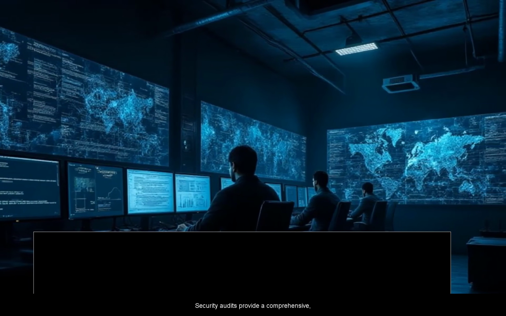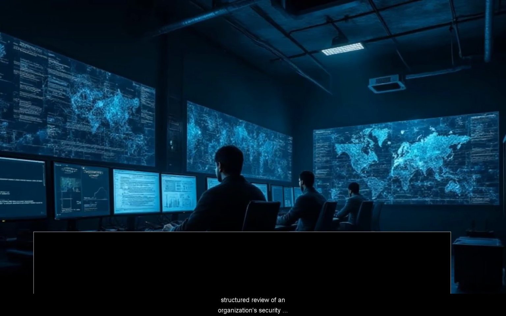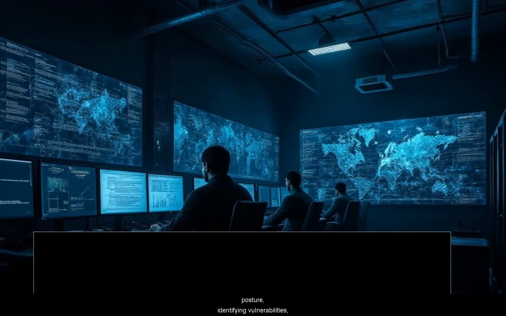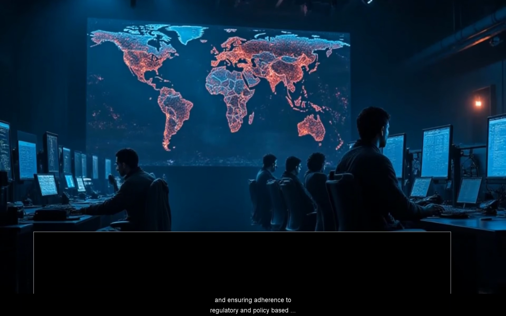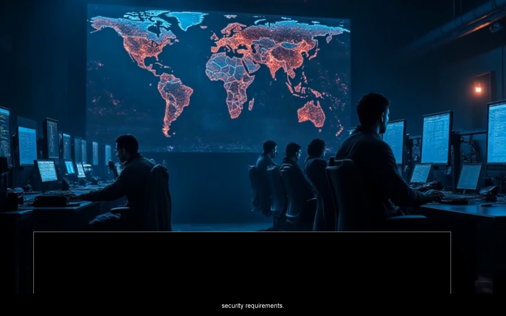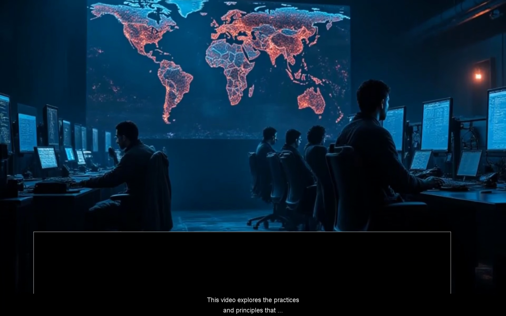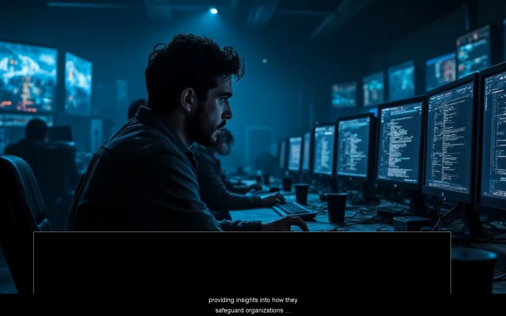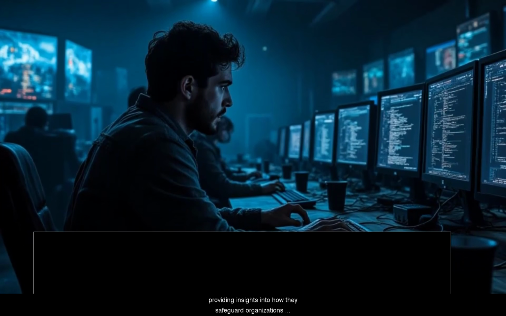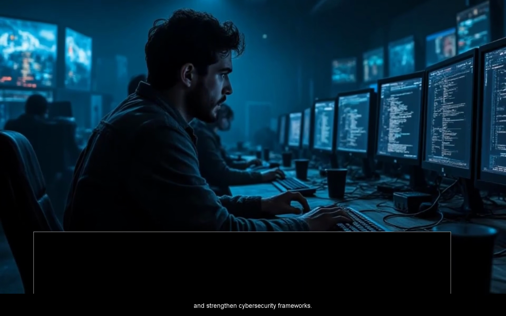Security audits provide a comprehensive, structured review of an organization's security posture, identifying vulnerabilities, and ensuring adherence to regulatory and policy-based security requirements. This essay explores the practices and principles that form the foundation of security audits, providing insights into how they safeguard organizations and strengthen cybersecurity frameworks.